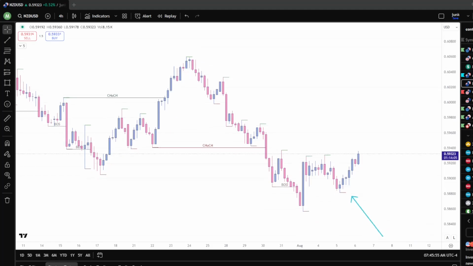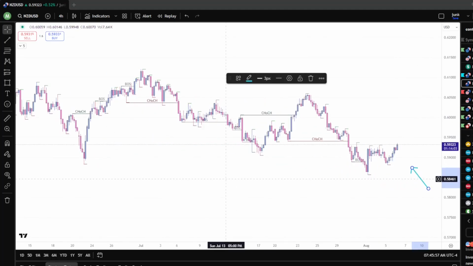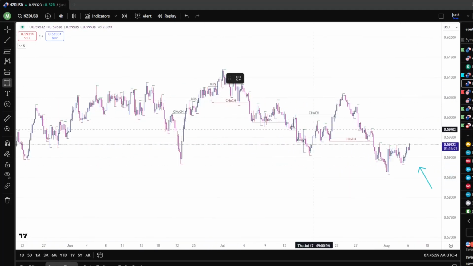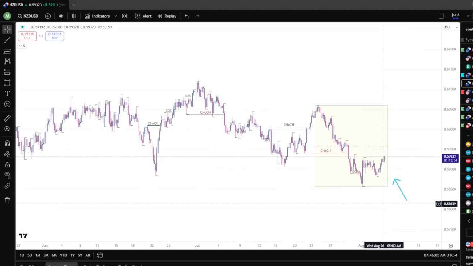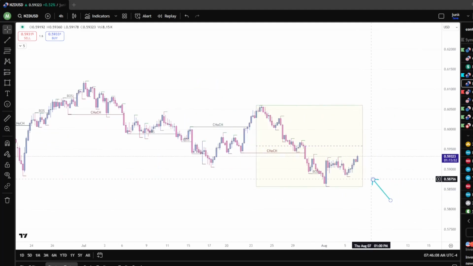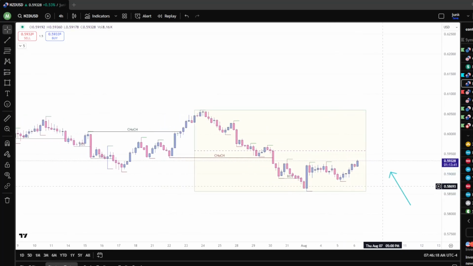So NZD USD, let's go map out the current range. This being the last 4 hour range, price continued with bearish momentum down. Lower highs, lower lows, lower highs, lower lows. And now price is consolidating sideways. This area will be considered an area of demand if it does break out of this area.